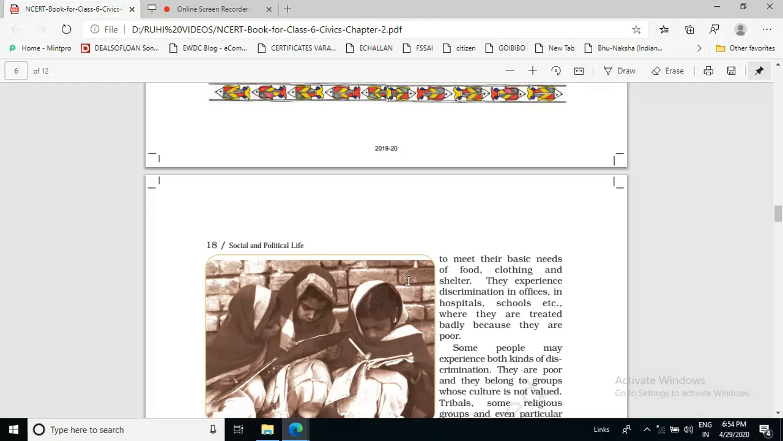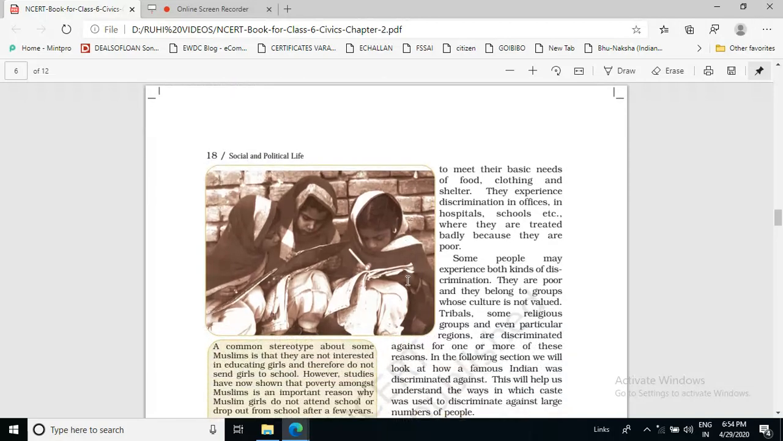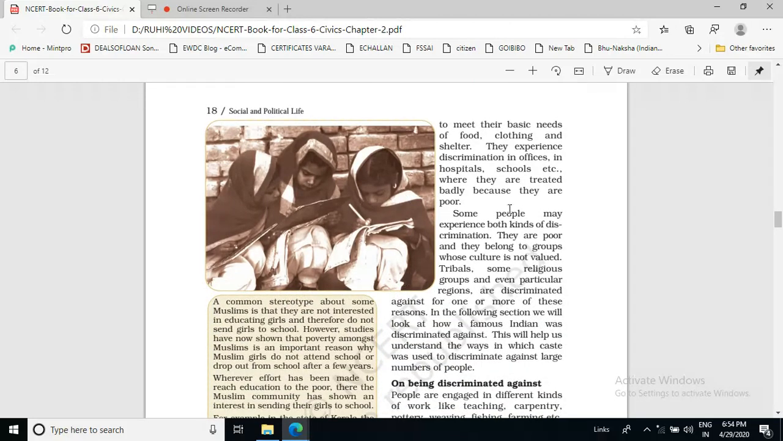So now I'm just reading the text first and then I will explain it. Some people may experience both kinds of discrimination.